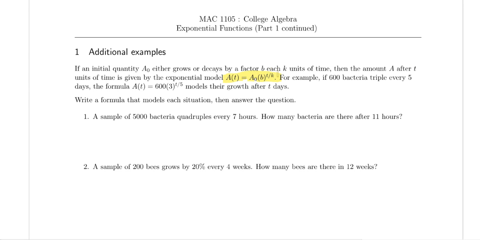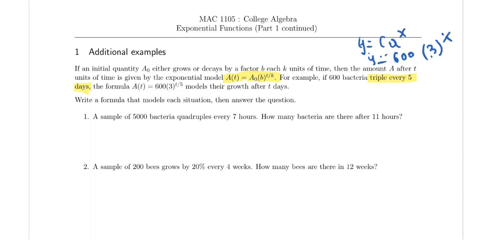So think about it. If you have 600 bacteria and it triples every 5 days, so not every day. Previously, if it was every day, we would have said y equals c times a to the x. This was our previous model. So if you start with 600 and it triples, a would be 3 to the x. So this formula would be if this bacteria triples every day.